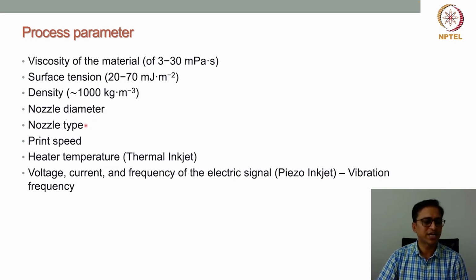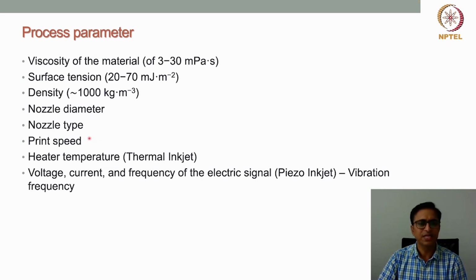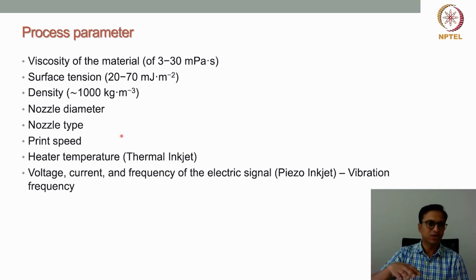Another important factor is the nozzle type. Depending upon what type of nozzles you are using, the generated droplets will have different properties. Then print speed, at what speed you are printing or the printer is moving, that is the print speed. So that should depend upon your firing speed.